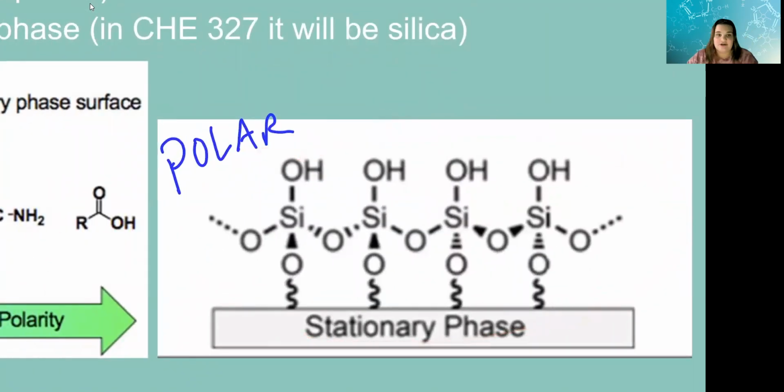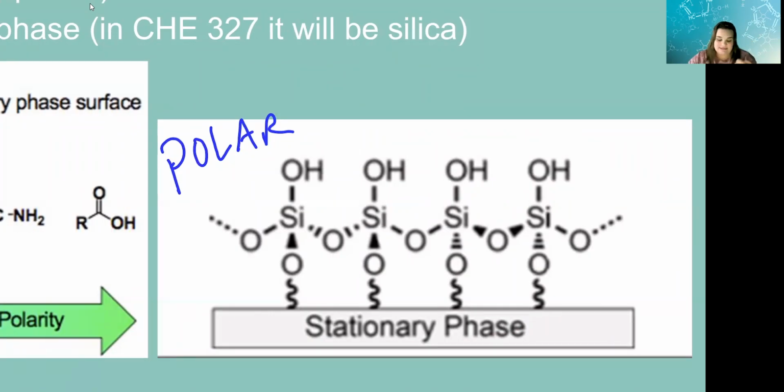When I say stationary phase, you guys know when you're looking at your TLC plates, it has that white stuff on it, the chalky stuff that you're not allowed to touch with your fingers. That's the silica. So that's the stationary phase, that white stuff.